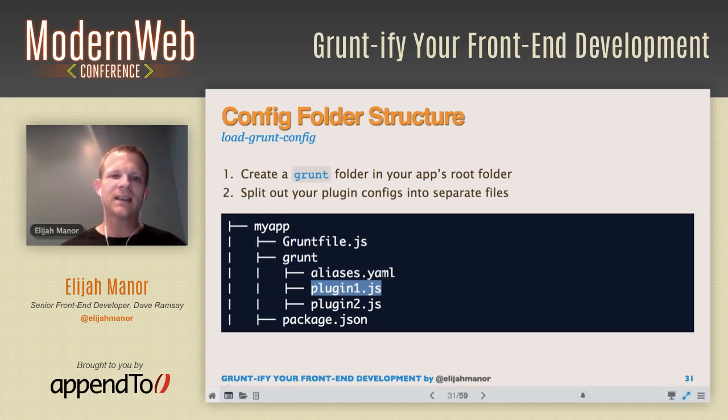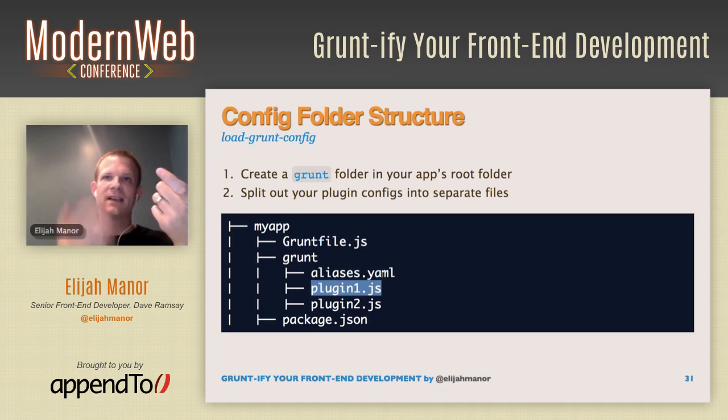And in the aliases, that's where you define all your tasks. So in my alias YAML file, I'd say default task, and then just list out the things I want it to do. And I want a test task, and I want you to run jshint, and then my QUnit tests.